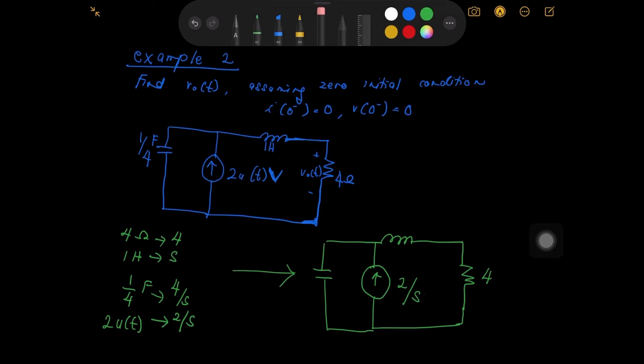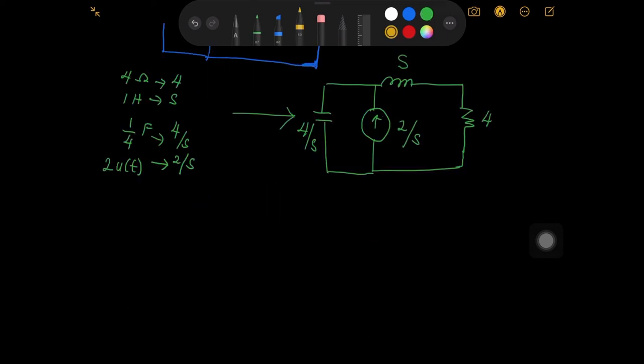After you have this circuit, you have to think about how you can produce V naught S. The question asks you to find V naught T, which means the final answer for your second step, solving the circuit, should be in V naught S before you can inverse transform it into V naught T.